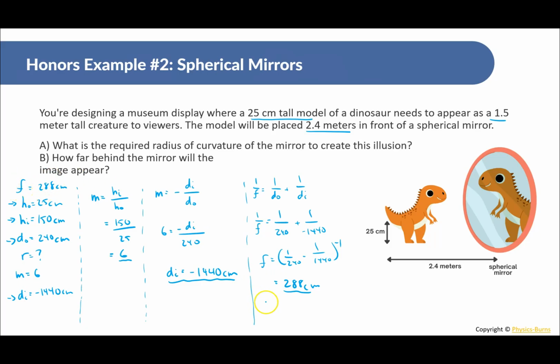However, we're not looking for the focal length, we're looking for the radius. Remember, the radius is just 2 times this. So, times 2. And we should get 576 centimeters. Okay. Whew, that was a lot of work for that. But yeah, 5.76 meters or 576 centimeters. B, how far behind the mirror will the image appear? Well, actually, we already did that, so it's going to be 1,440 centimeters, or 14.4 meters behind the mirror, because we got that negative sign.